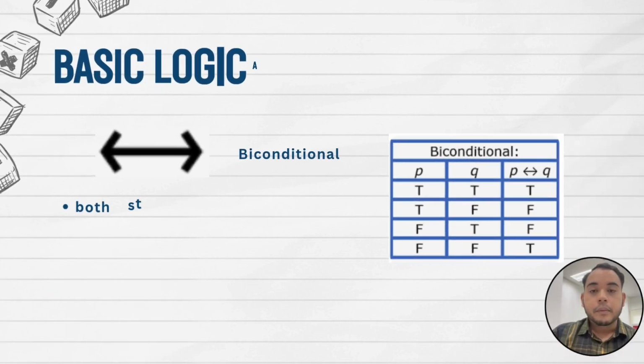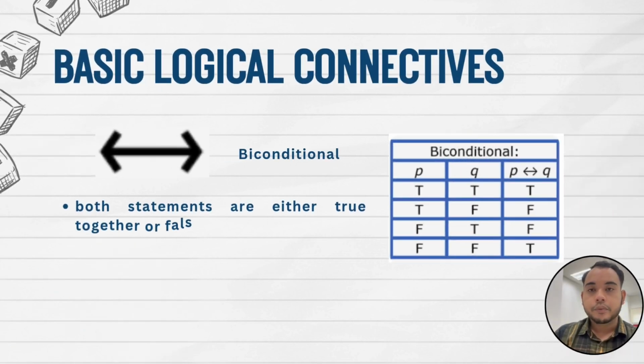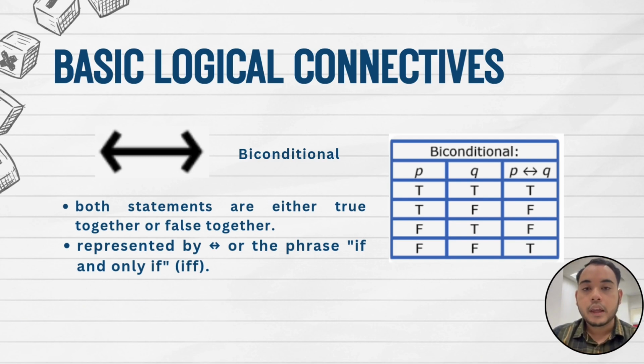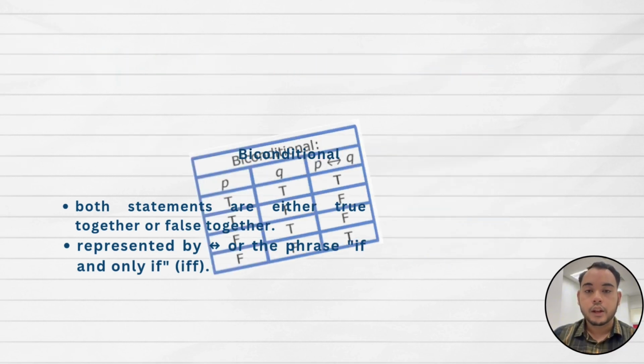Last but not least, the final basic logical connective is biconditional. Biconditional means both statements must be true or both must be false for the whole expression to be true. It is represented by if and only if, or simply iff for short. Look at the truth table as stated in the slide. For example, when both P and Q are true, the result is true. When both P and Q are false, the result is also true. But if one is true and the other is false, the result is false. To conclude, a biconditional means P and Q have the same truth value.